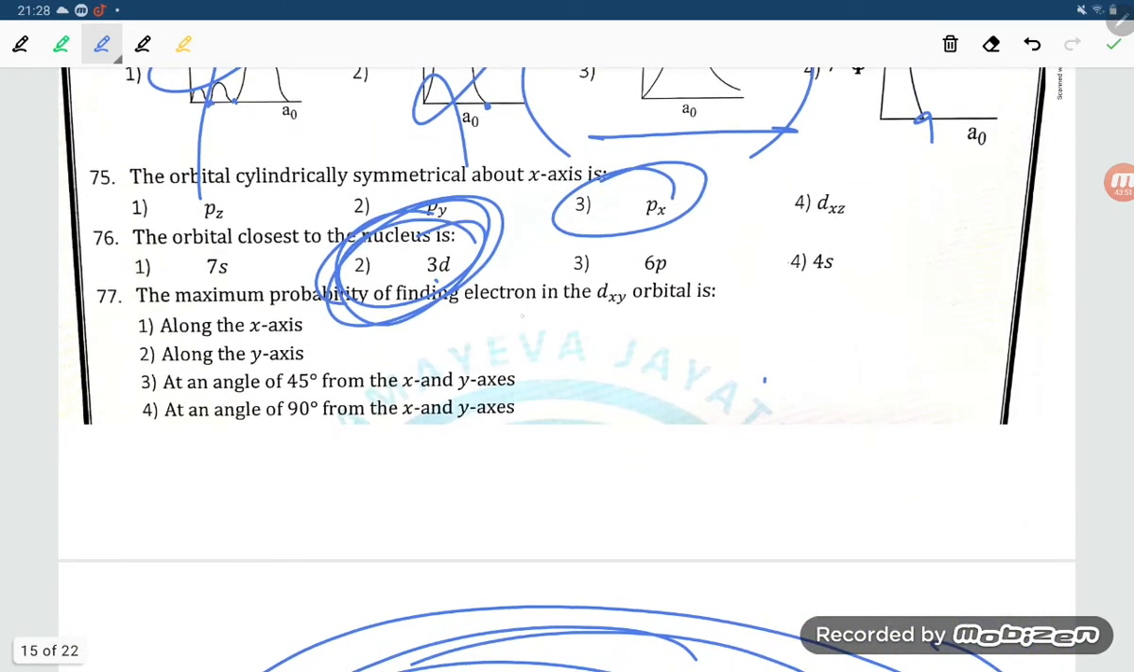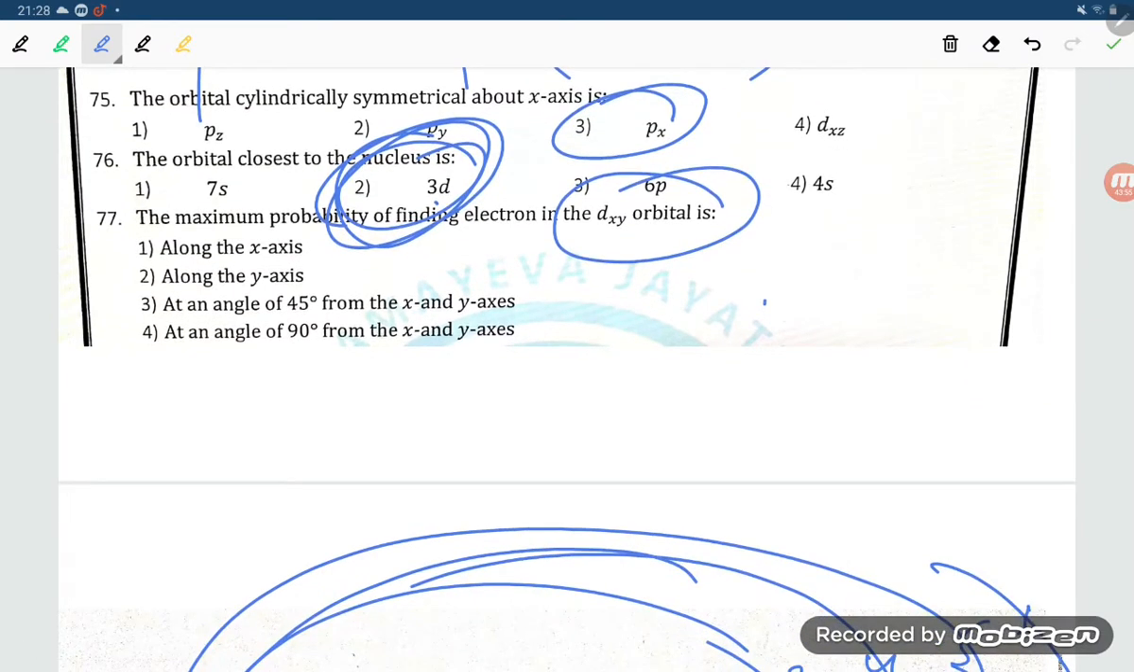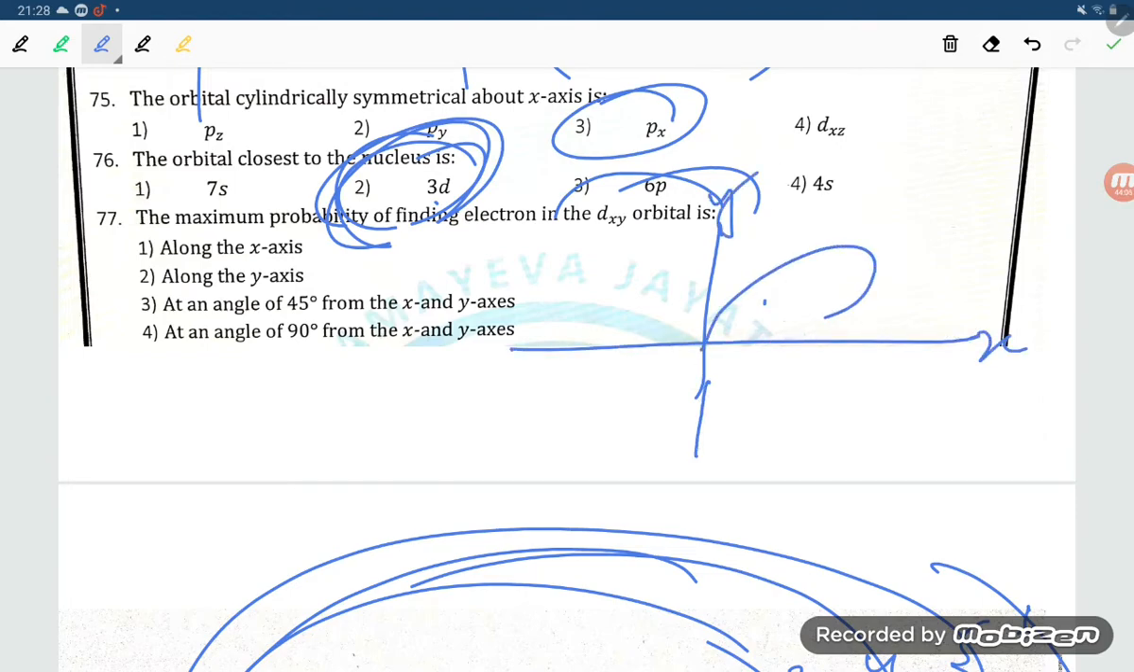The maximum probability of finding an electron in dxy is... So for the dxy orbital, firstly you should know the diagram of dxy, student. What is the orbital diagram? If you see, this is the x-axis, this is the y-axis. The orbitals lie between the axes like this.